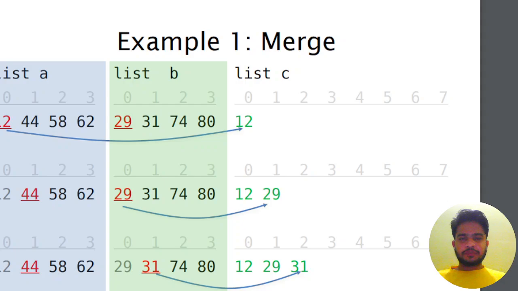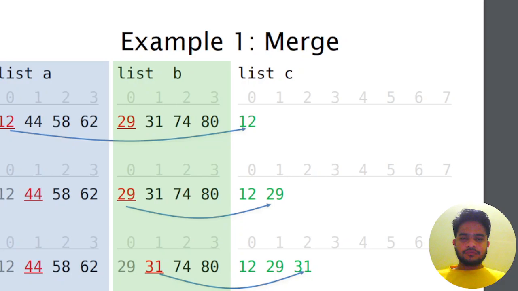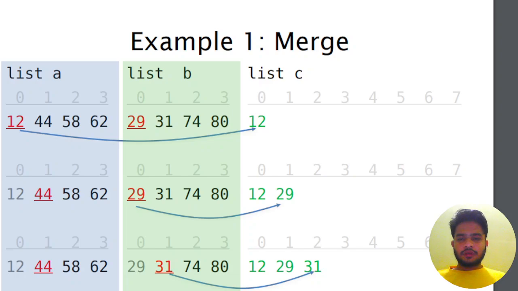This is one example of merge sort. The left side is list A, the center one is list B and the right one is list C. It will compare the first elements of both lists, and whichever is smaller will be included in list C. Then it compares again, the index is incremented by one in list A, and it will be compared again with the first element of list B, and it goes on like that.